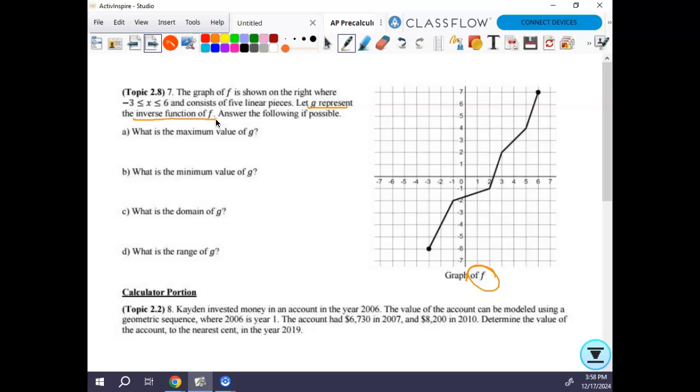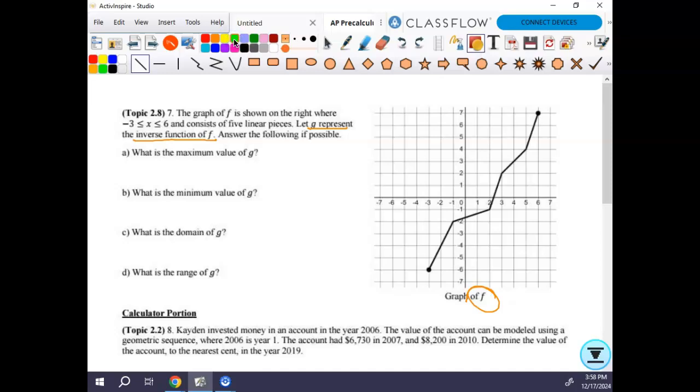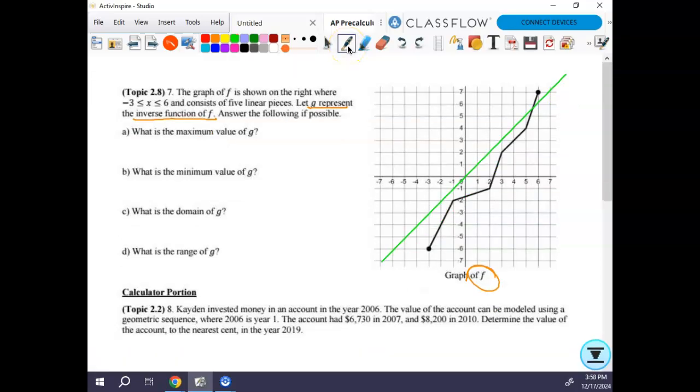So since I have a graph and I'm going to need to look at the inverse a little bit, I'm going to draw in my line. There we go. Okay. All right, so I want the maximum value of G, which is the inverse. Now, I can plot the whole thing. That's totally fine. But this point right here is the maximum value of f, or the maximum of f. This ordered pair is at 6, 7.